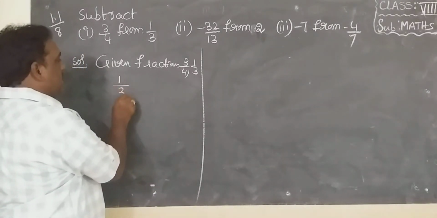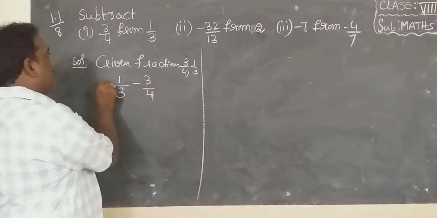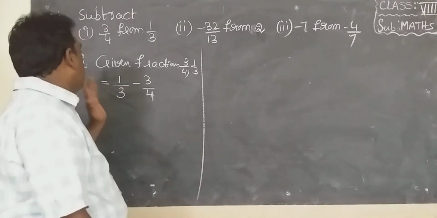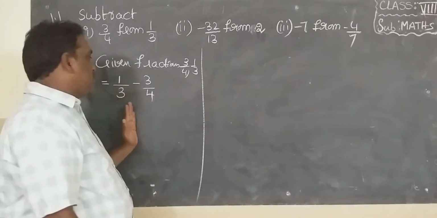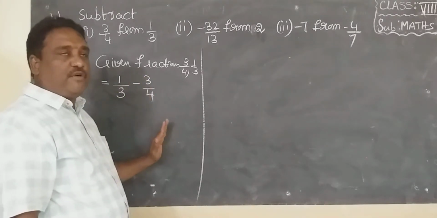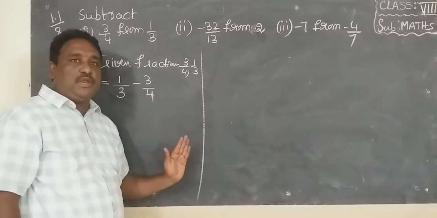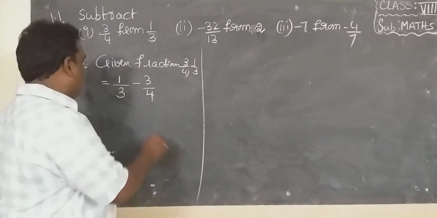1 by 3 minus 3 by 4. That is the meaning of 3 by 4 from 1 by 3, but not 3 by 4 minus 1 by 3. So it is 1 by 3 minus 3 by 4. Don't write 3 by 4 first. First write 1 by 3, then 3 by 4. So 1 by 3 minus 3 by 4.